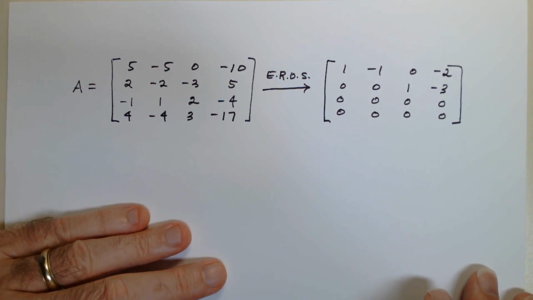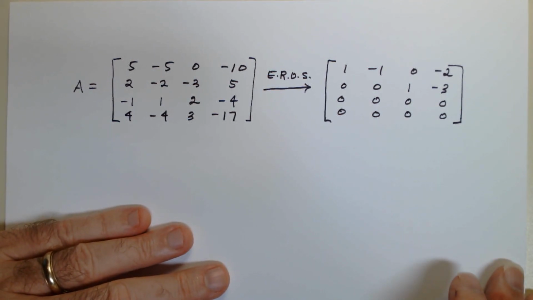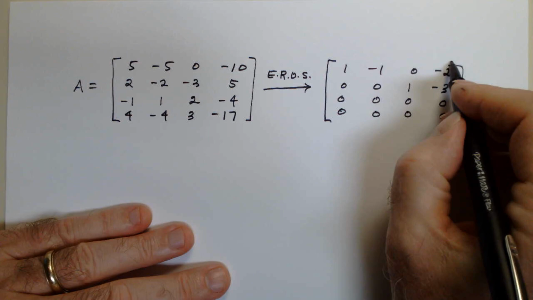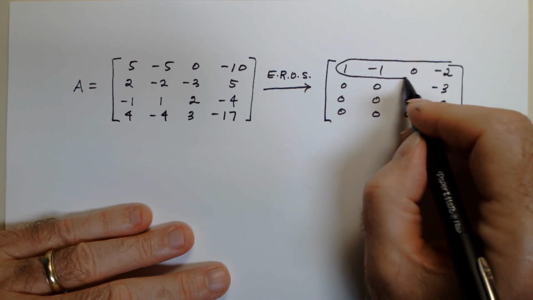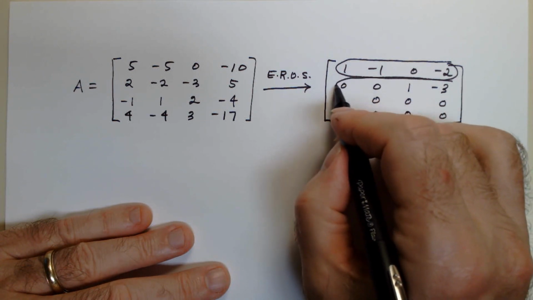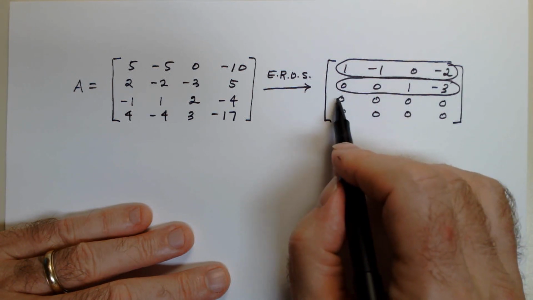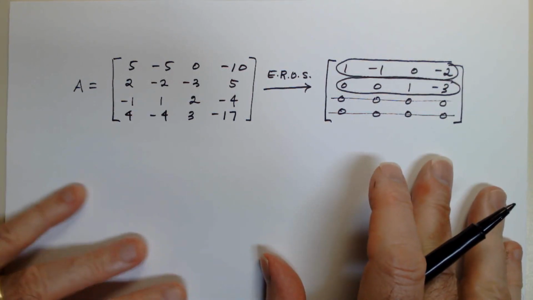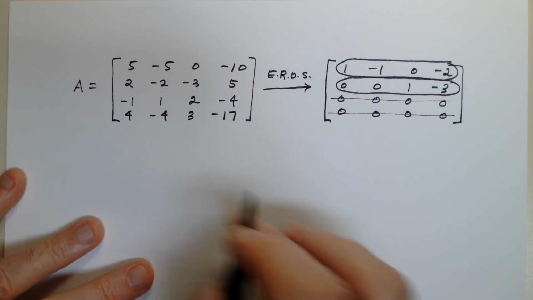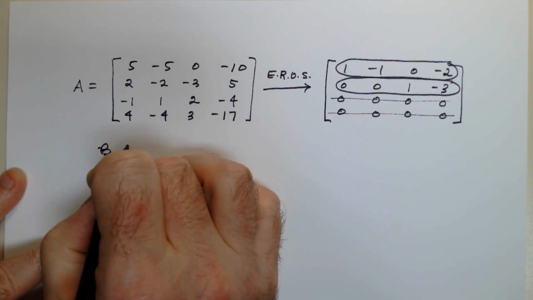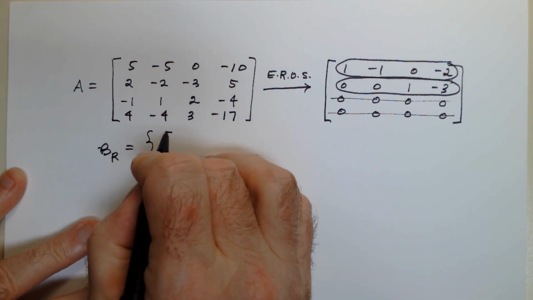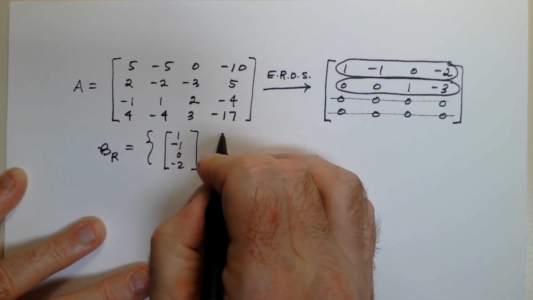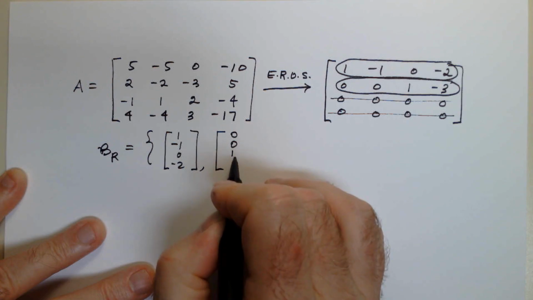Okay? Now, from the point of view of working out the basis for the row space, our previous work shows us that all we have to do is take this row and this row from the reduced row echelon form. I can skip these last two rows because they consist entirely of zeros. These two rows are going to form the basis for the row space. So the basis for the rows will consist of 1, -1, 0, and -2, and 0, 0, 1, and -3.